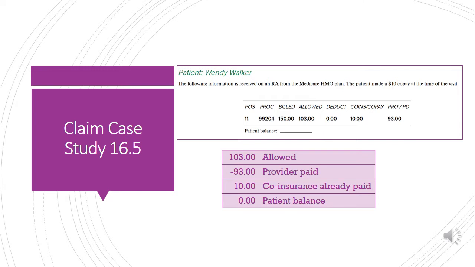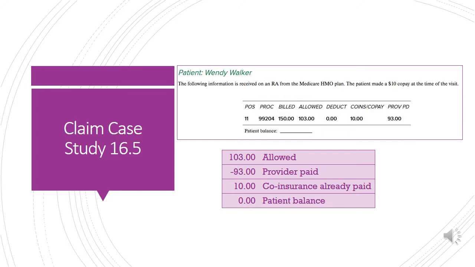The amount allowed from Medicare HMO is $103. Remember, if the provider agrees to an insurance plan, they also agree to lower fees. Review this from the first few chapters of the text if you need a refresher about this. The patient does not have a deductible, but is required to pay a $10 copay, which we know from the information at the top she paid at the time of the visit.